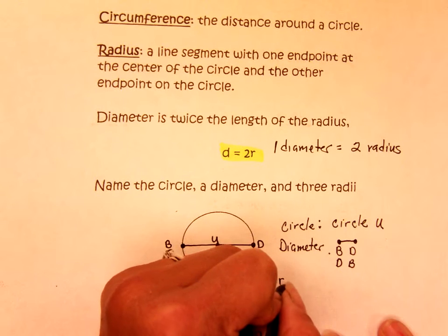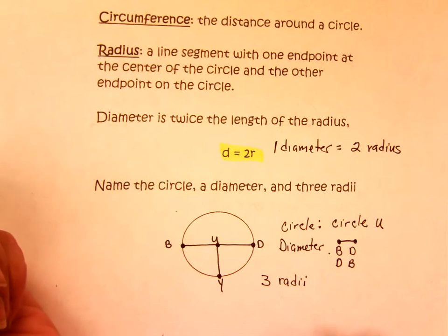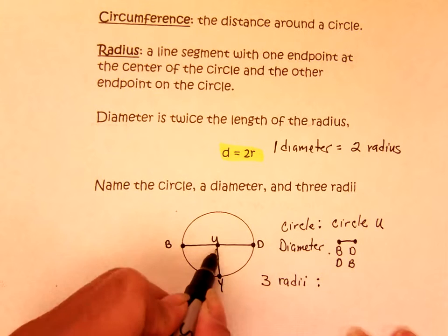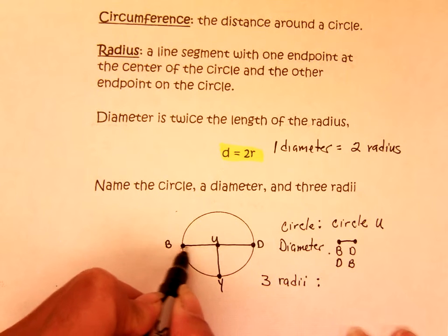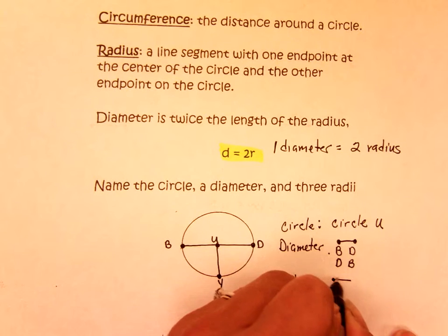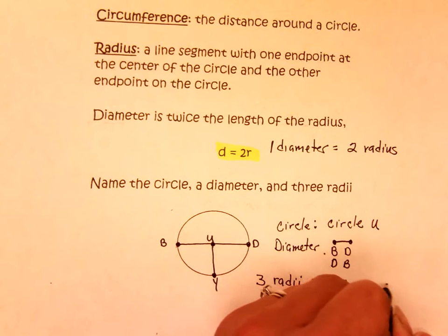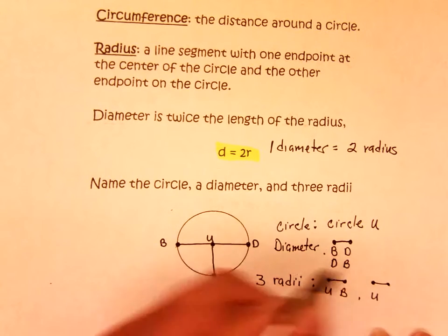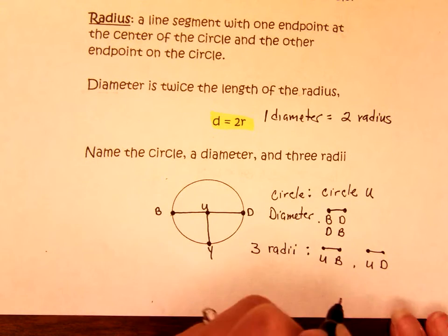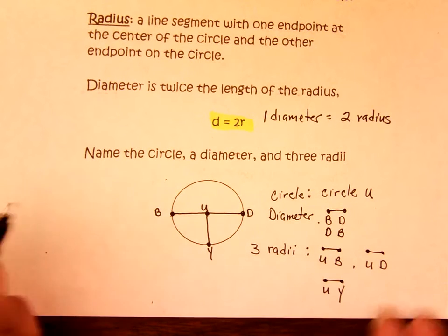Radii, okay, so you're going to name 3 radii, or 3 radius. You always start from the center out, never from the outside in, so it's always from the inside outside, so it would be line segment UB, and then another one would be line segment UD. Go ahead and write the last one. Hopefully you had said line segment UY.